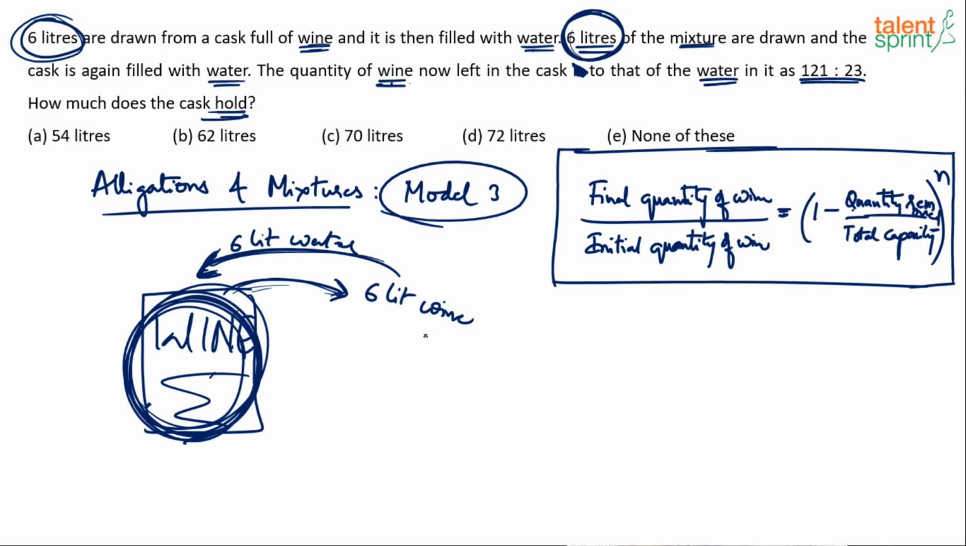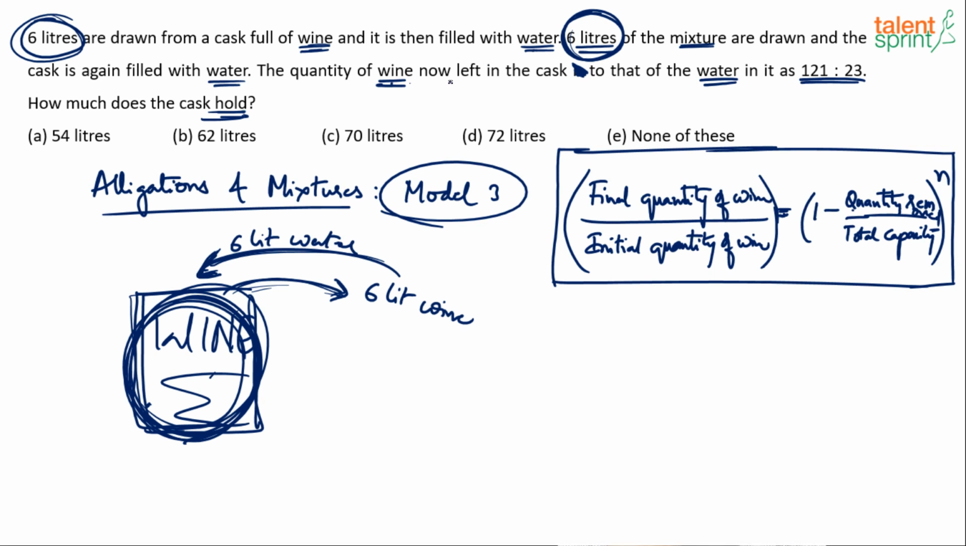Now use this formula. Now see, we do not know the final quantity of wine versus the initial quantity of wine, but what we know is the ratio. Actually, the initial quantity of wine is not known. If you know the initial quantity of wine, that itself is the answer, right? This cask was full of wine initially. So either I know the capacity of the cask or I know the total quantity of wine initially. Both are the same. I would get the answer. But unfortunately, we do not know that. So how do you solve?